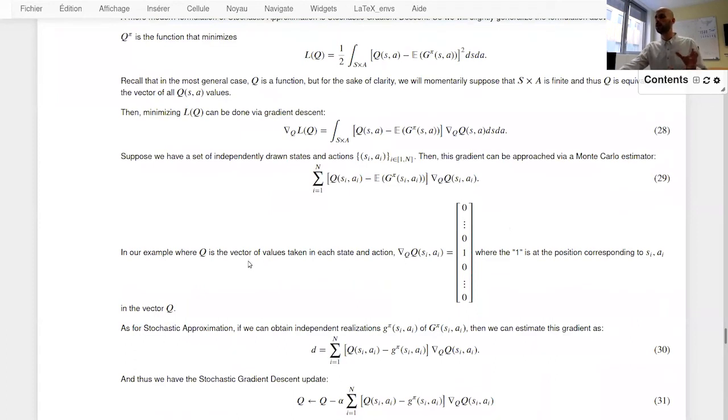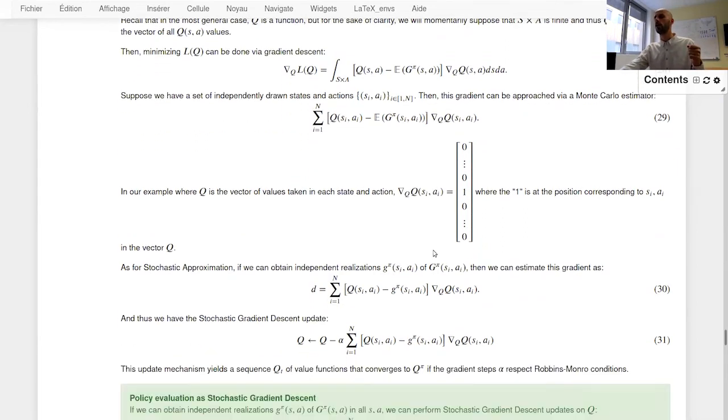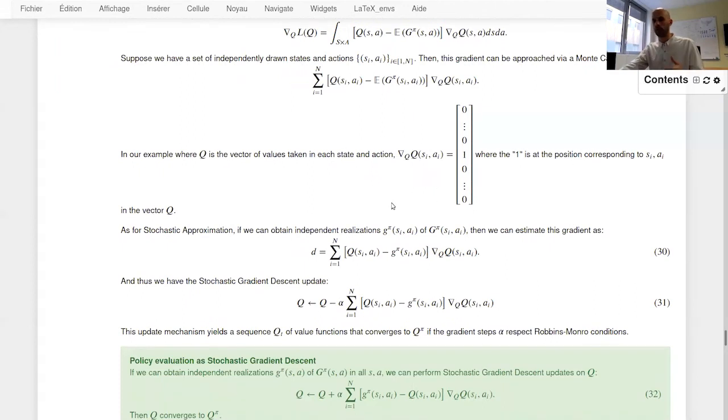In our example, where Q is the vector of values taken in each state and action, then the gradient with respect to Q of Q(s_i,a_i) is actually a vector with zeros everywhere and just a one corresponding to the position of s_i and a_i. So that was just a remark.